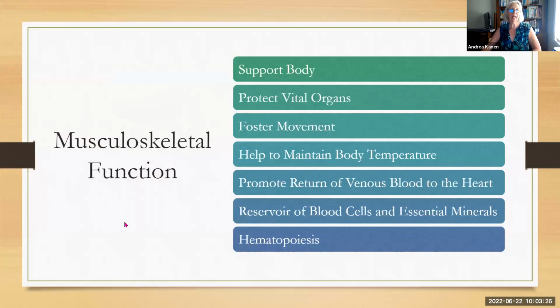All right, so the bones serve many purposes. They support the body, they protect the vital organs. So think about the rib cage. There's a reason the heart and lungs are set deep inside the rib cage. It's going to make them harder to injure. They help maintain body temperature. Obviously, they're responsible for movement. Don't forget that the bone marrow is where blood cells are made, hematopoiesis.